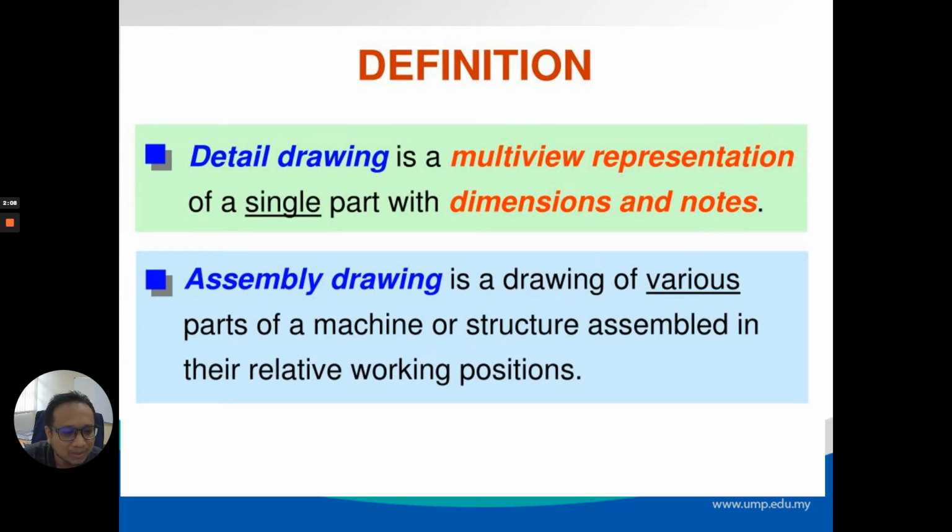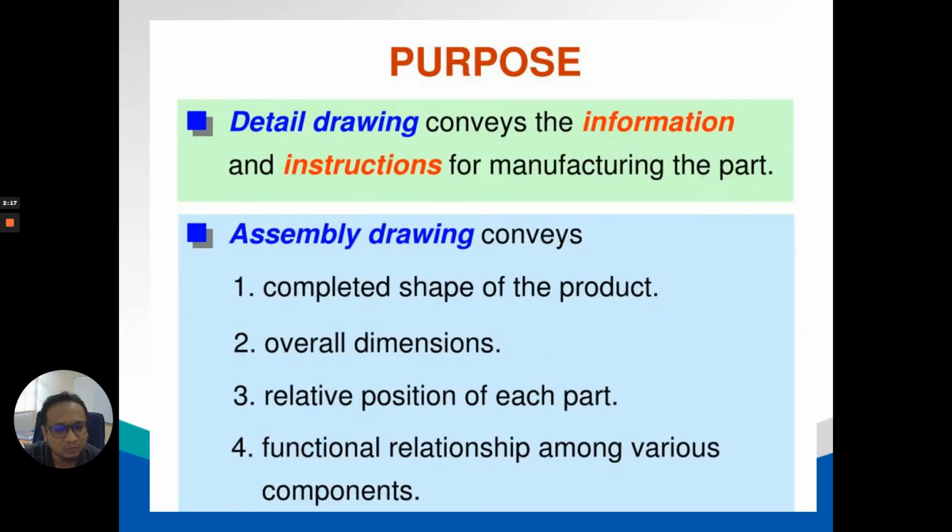So in an assembly, you have one called the exploded view, the other one is called the assembly view. The detailed view usually conveys the information and the instruction for manufacturing a part. For example, you want to look at the screws of a part. You want to know what is the detail of the screws, so we use the detailed drawing. The second one, the assembly drawing, usually conveys a completed shape of the product. For example, you have combined all the parts into one product.